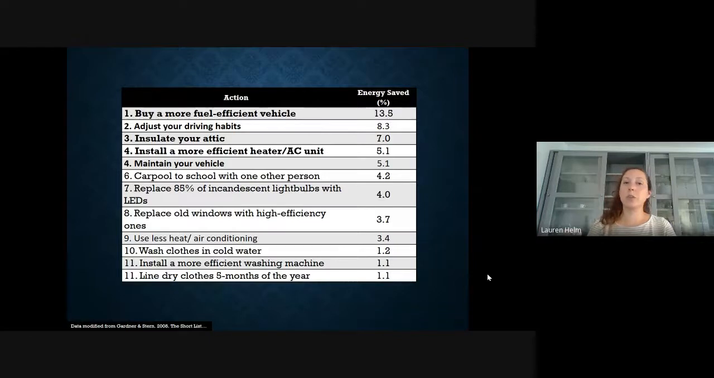You can wash your clothes in cold water instead of hot water. You could get a more efficient washing machine so every wash you do uses less energy. And lastly, when it's warm out, which is more than 5 months of the year here in California, you could dry your clothes on a line instead of using the dryer. So all of these were ranked in terms of their efficacy.